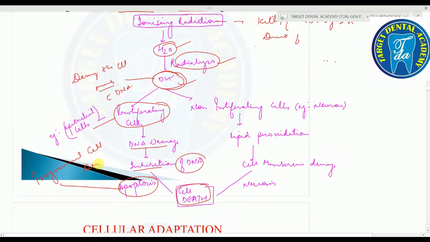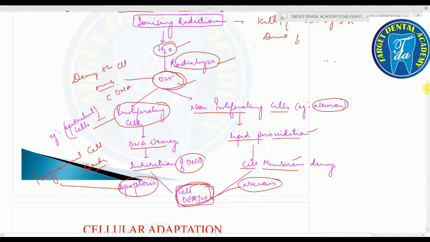So apoptosis is the programmed cell death. Fine. Secondly, in the non-proliferating cells, for example the neuron, lipid peroxidation takes place, which leads to damage of the cell membrane, and with the process of necrosis, it finally leads to cell death.